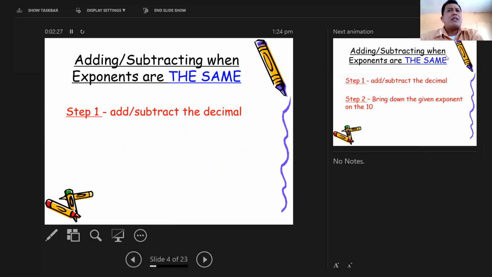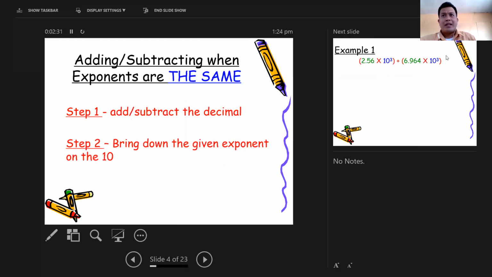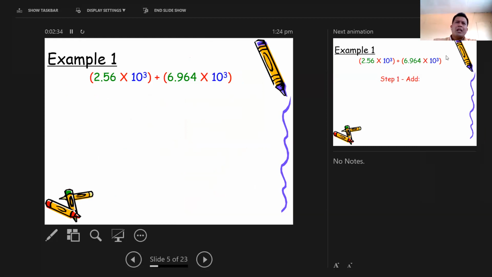Step number 1, add or subtract the decimals. Step number 2, copy the exponent of the base of 10. Example number 1: 2.56 times 10 to the power of 3 added to 6.964 times 10 to the power of 3. Do we have the same exponent in the base of 10? The answer is yes, we have the same exponent, which is 10 to the power of 3.